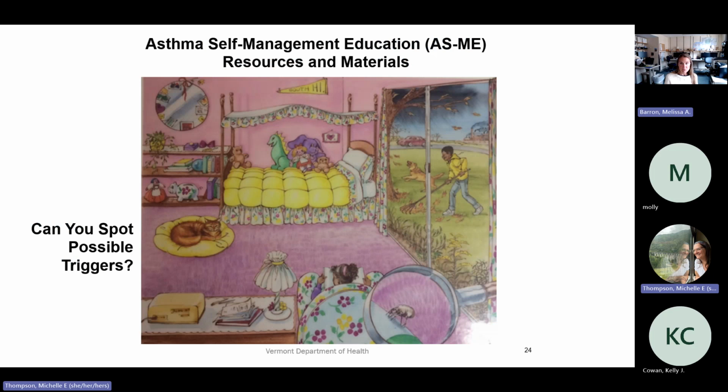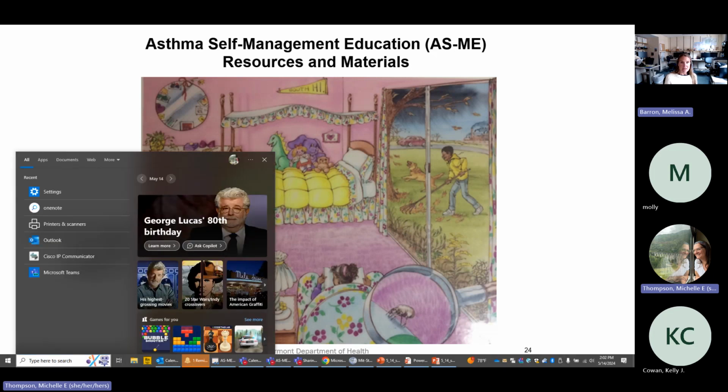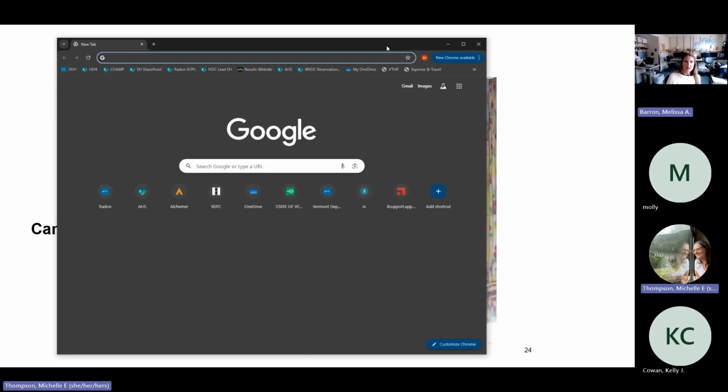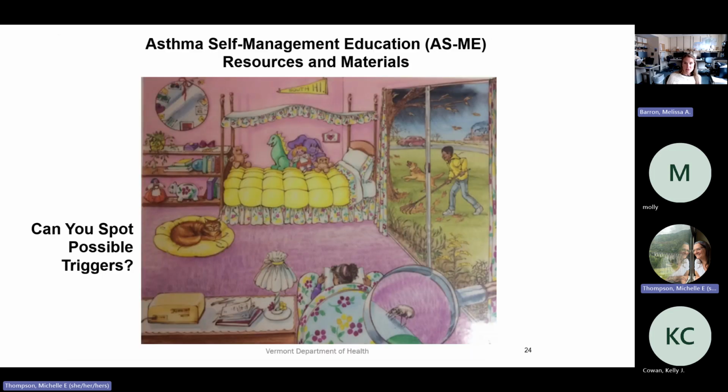So this is kind of a fun one. We don't have a big group today, so I won't bother everybody, but it's a can-you-spot-the-triggers activity. Obviously the cat in the room, all the stuffies on that bed, which make it so cozy, but they hold all those dust mites. Then there are the dust mites on the magnifying glass, the carpet in the bedroom, and the raking outside. It's just about being aware and hitting all of those triggers.